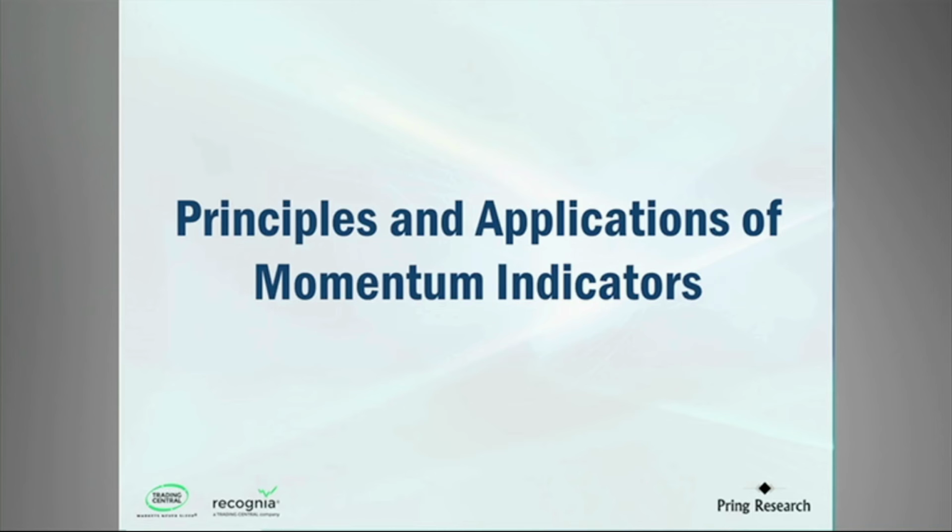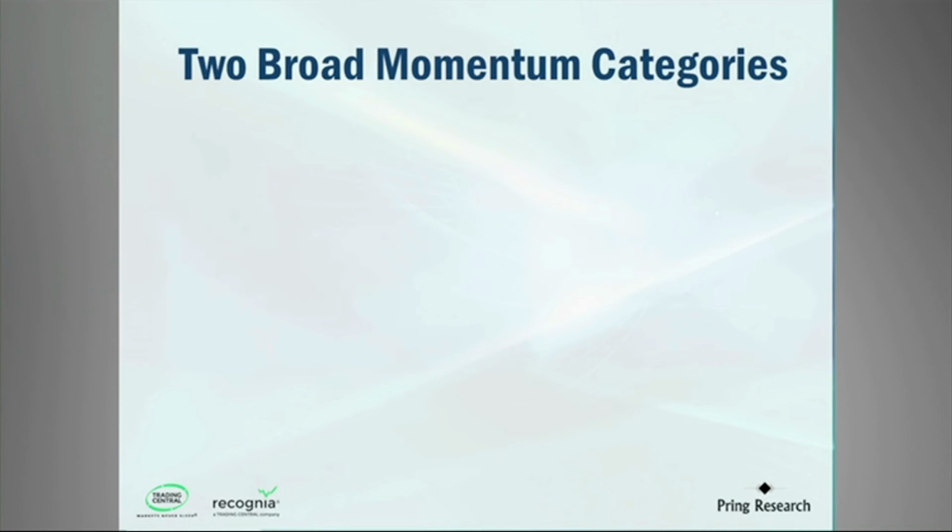Principles and application of momentum indicators. The following description of the principles and use of momentum indicators applies to all forms of oscillator. They can be roughly divided into 2 broad categories. 1, those that deal with overbought and oversold conditions, divergences, and the like. I call these momentum characteristics.